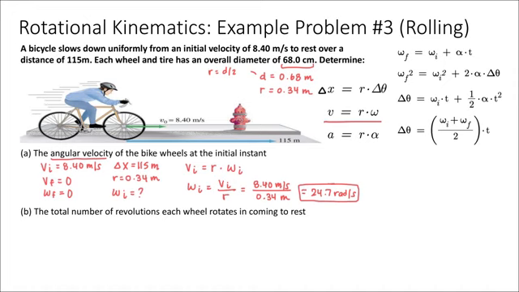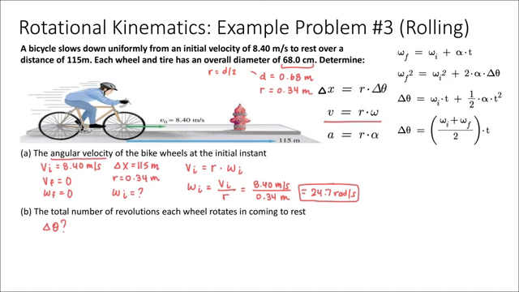All right, so for part B now, we're looking for the total number of revolutions each wheel rotates in coming to rest. We saw earlier with the ceiling fan example that the total number of revolutions is captured by delta theta. Delta theta tells me how many total revolutions I am making, just like delta x tells me how much total distance I'm traveling. So really, I'm looking for delta theta. Can I solve for delta theta?